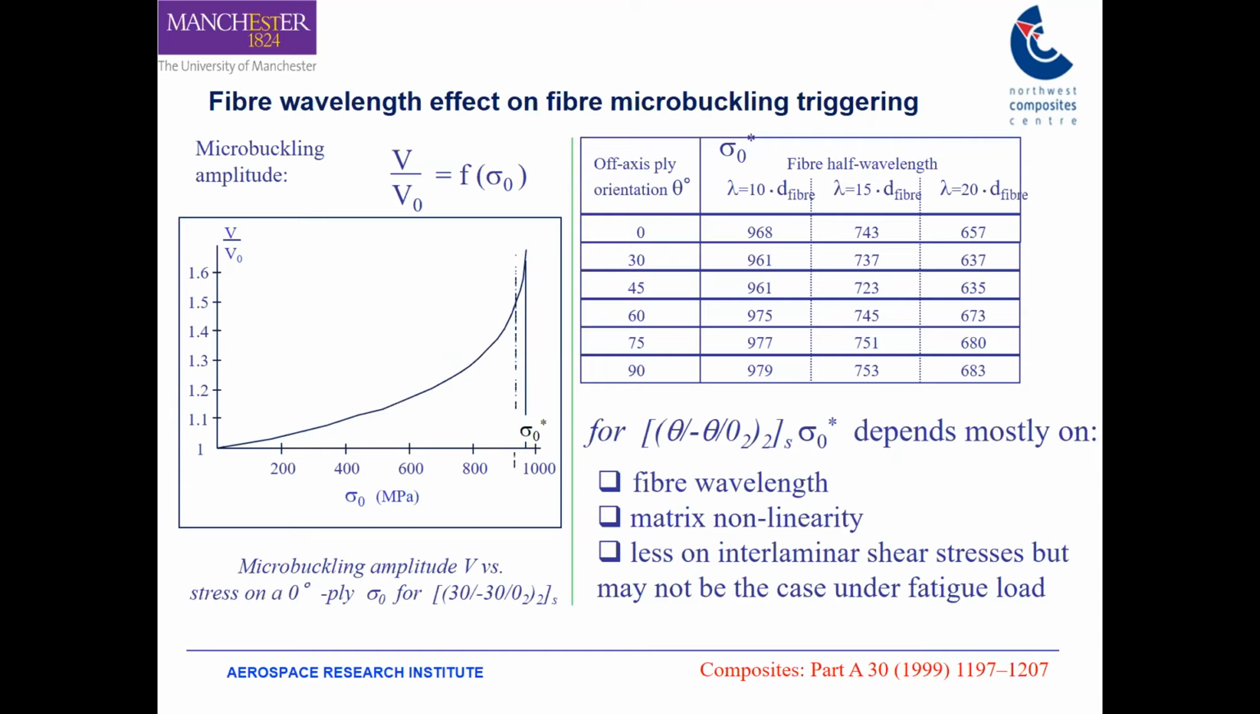Okay, so here you run the model and you find out that the most critical parameter is the fiber waviness and the matrix nonlinearity, while the interlaminar shear stresses are less important, but this might not be the case under fatigue loading.